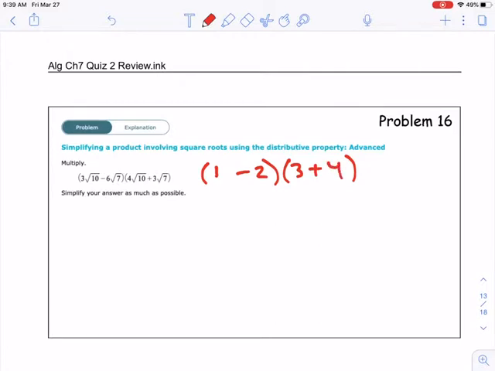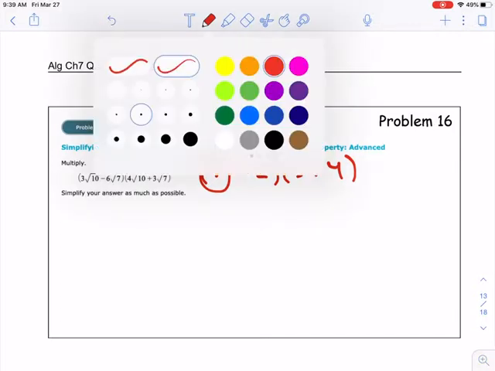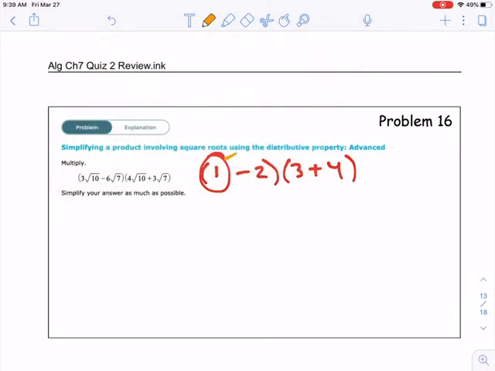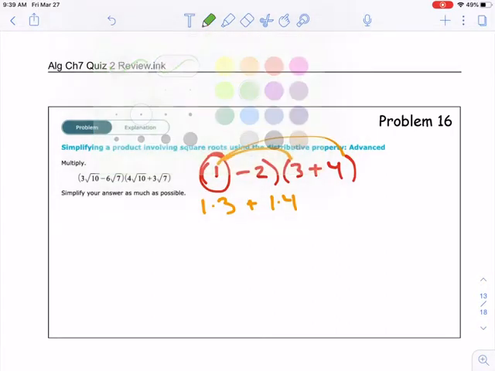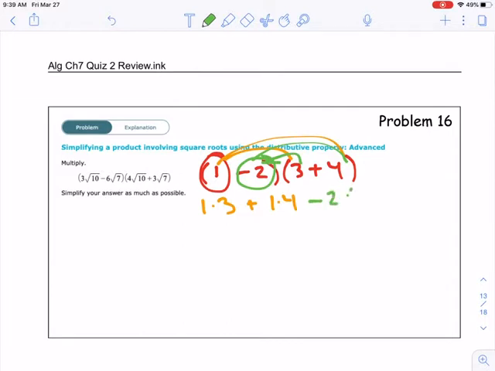So the way that works is you always take your first term here, and your first term is going to get multiplied by both terms in there. So you would get 1 times 3, plus 1 times 4. All right, and then you do the exact same thing with the second term, and that gets multiplied by both of those. So then you would have minus 2 times 3 minus 2 times 4.